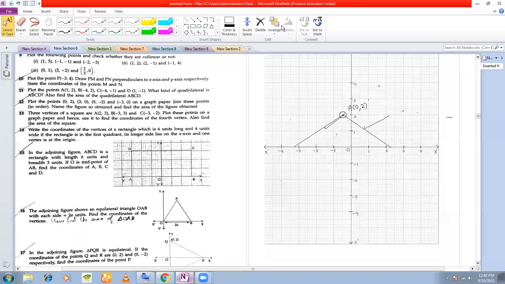Anyone? Try. So we can use this scale or the previous one also we can use. Yes, both we can use. But which one is better to use? So the previous one. Okay, why should the previous one be better? So we can plot the points easily.